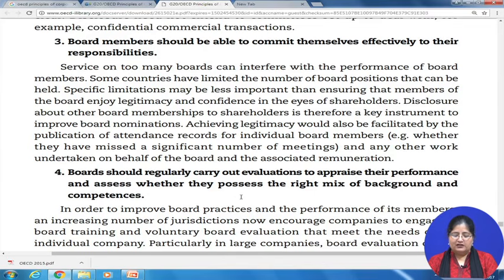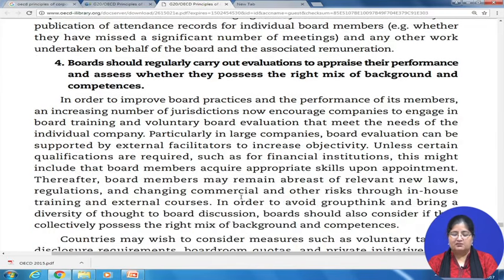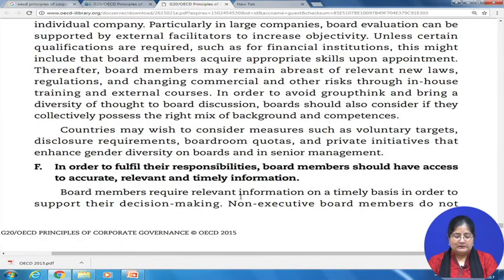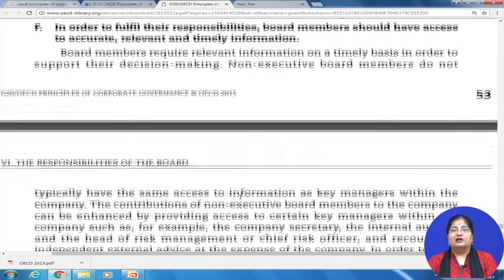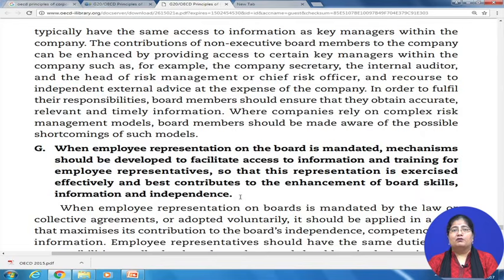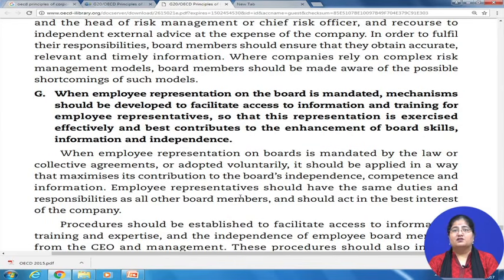Boards should regularly carry out evaluations to appraise their performance and assess whether they possess the right mix of background and competencies. In order to fulfill their responsibilities, board members should have access to accurate, relevant and timely information. When employee representation on the board is mandated, mechanisms should be developed to facilitate access to information and training for employee representatives so that this representation is exercised effectively and best contributes to the enhancement of board skills, information and independence.